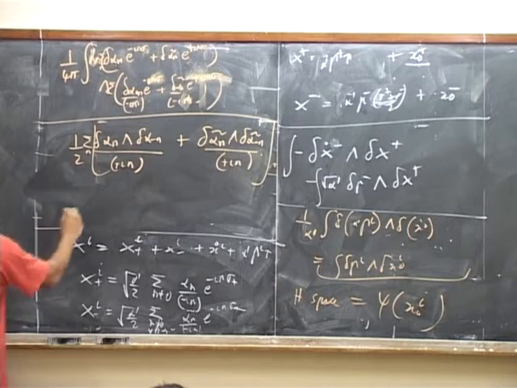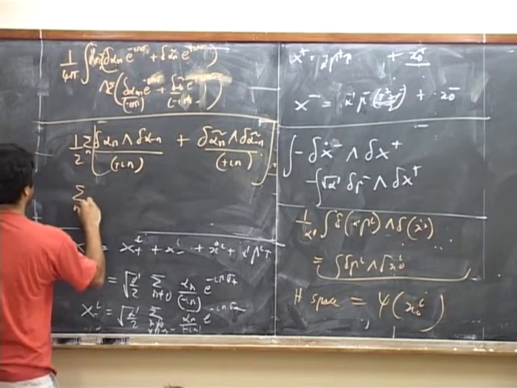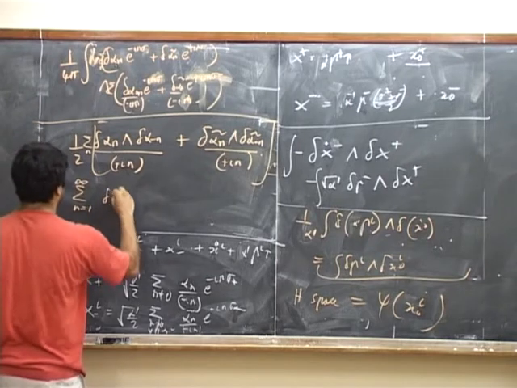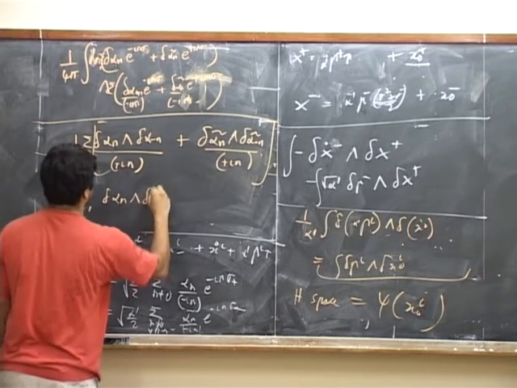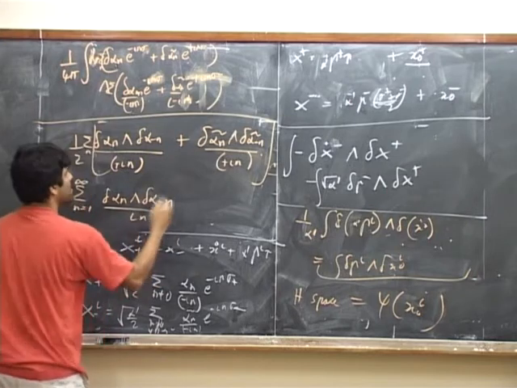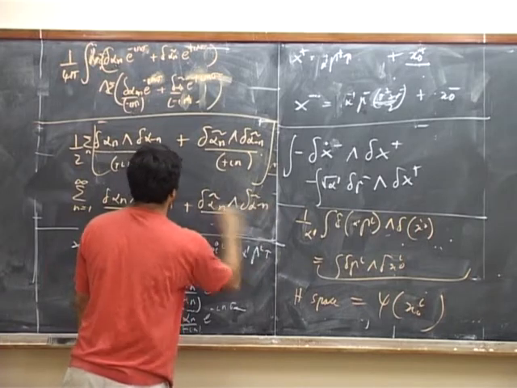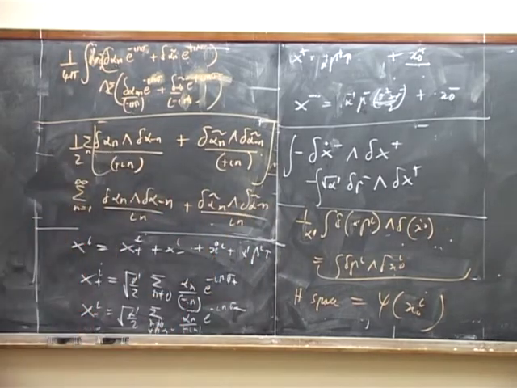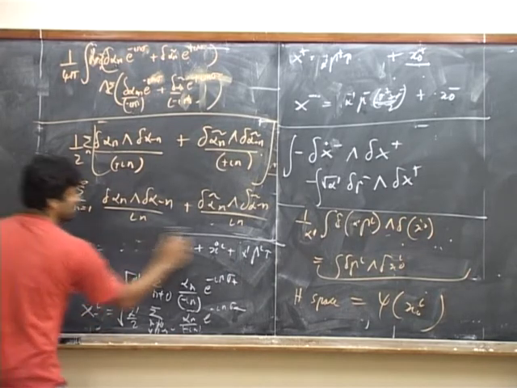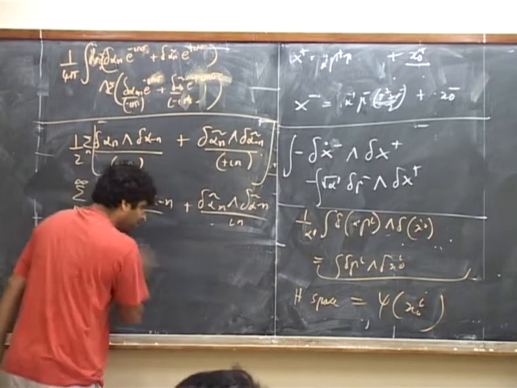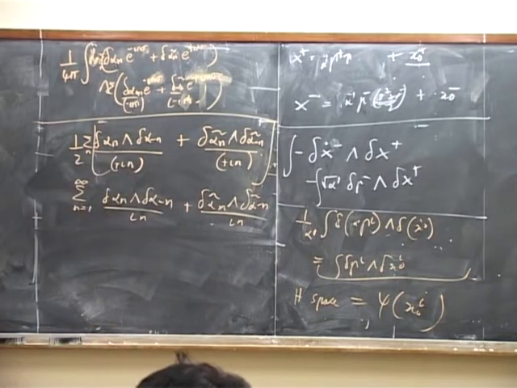And therefore this thing can be written as the sum from n equals 1 to infinity of delta alpha n wedge delta alpha minus n divided by i n, plus delta alpha tilde n wedge delta alpha tilde minus n divided by i n. So quantization of this sector is now also totally trivial. You've got a bunch of terms, each of which is quadratically decoupled from everything else. Alpha n talks to alpha minus n.